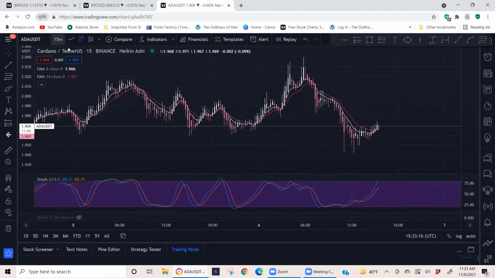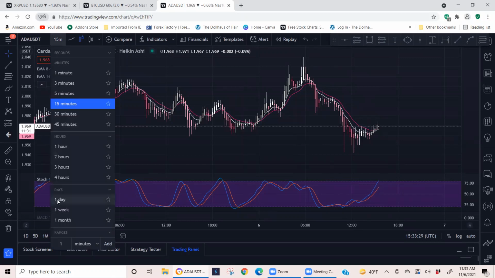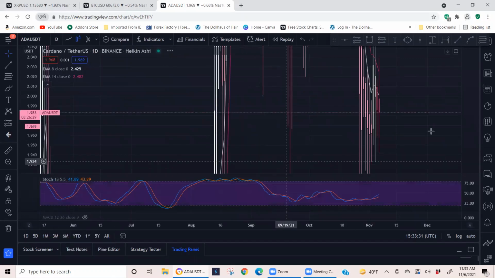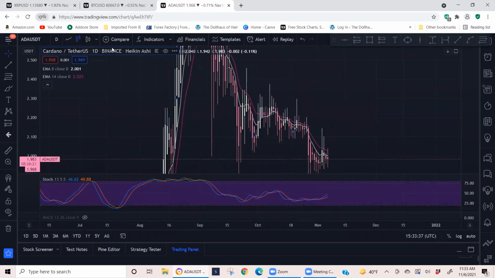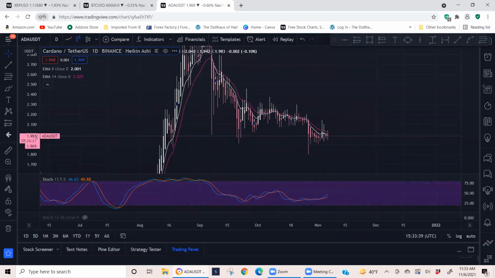So XAUUSD, I don't even, oh, this is Cardano. Oh, y'all be learning stuff. Cause I heard of Cardano, but I didn't know it was ADA, whatever that is. Anywho, let me see. So it looked like the overall trend is definitely down for this. I would be looking for sales off the bat because it's a super downtrend.